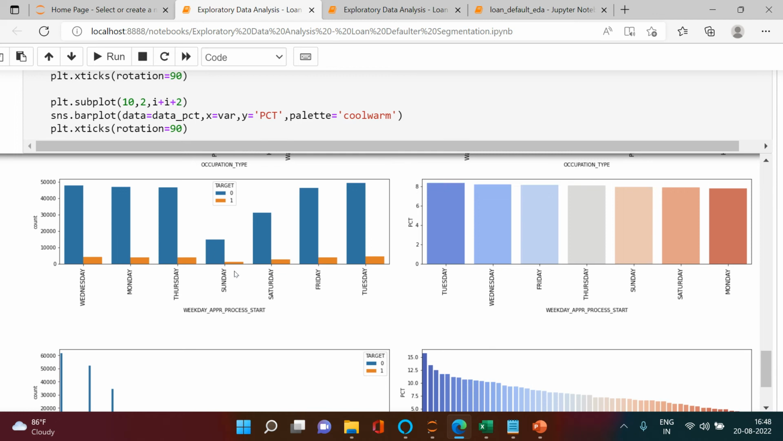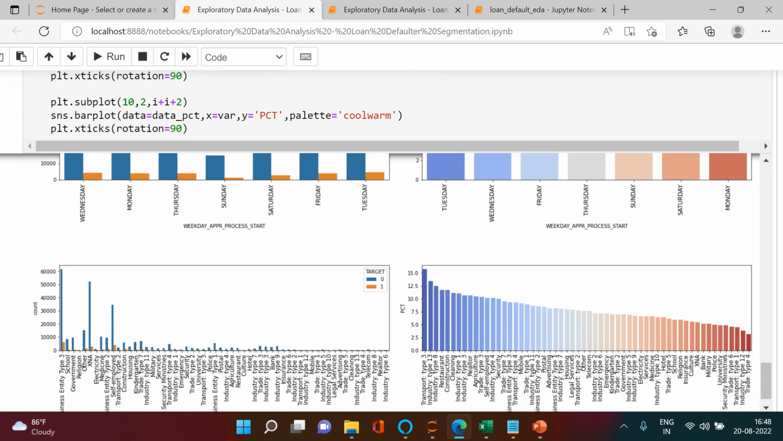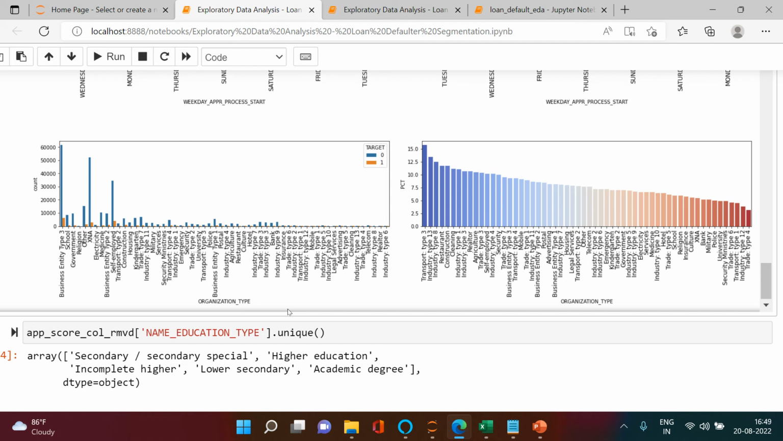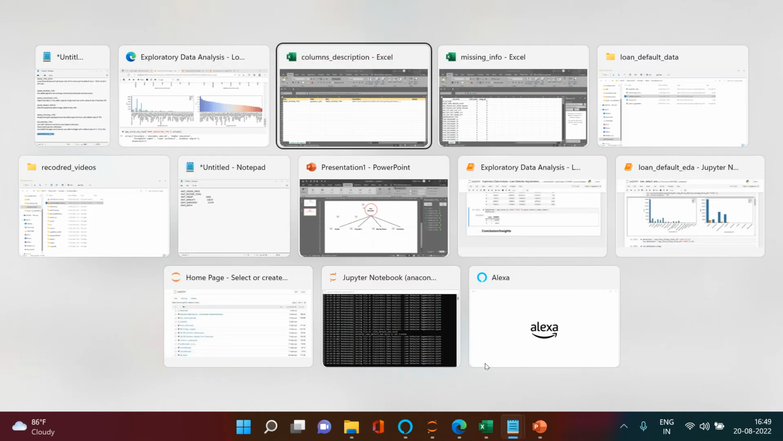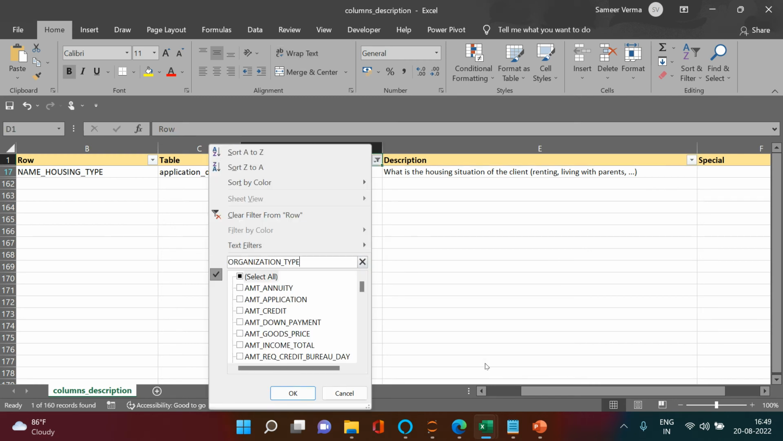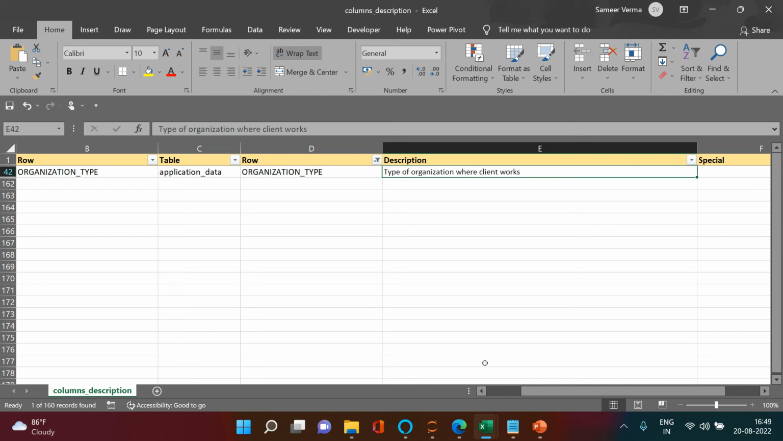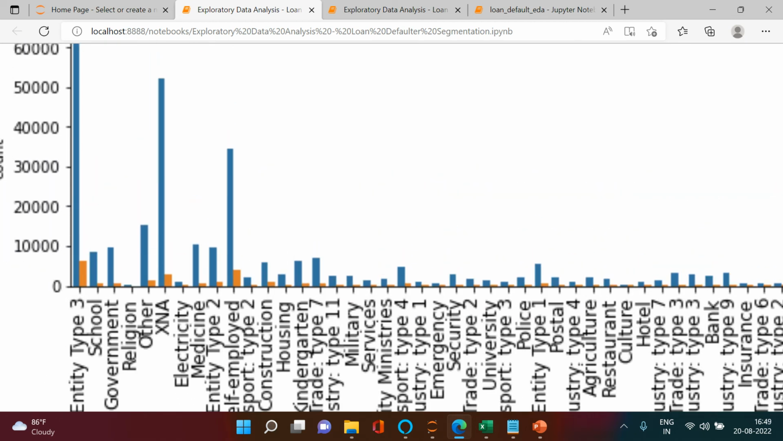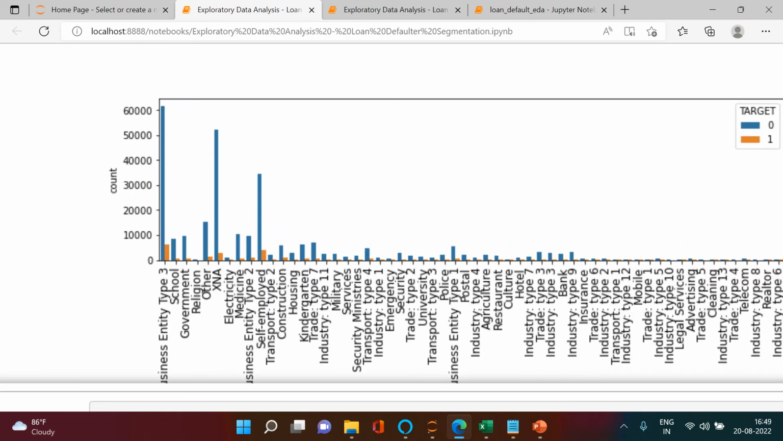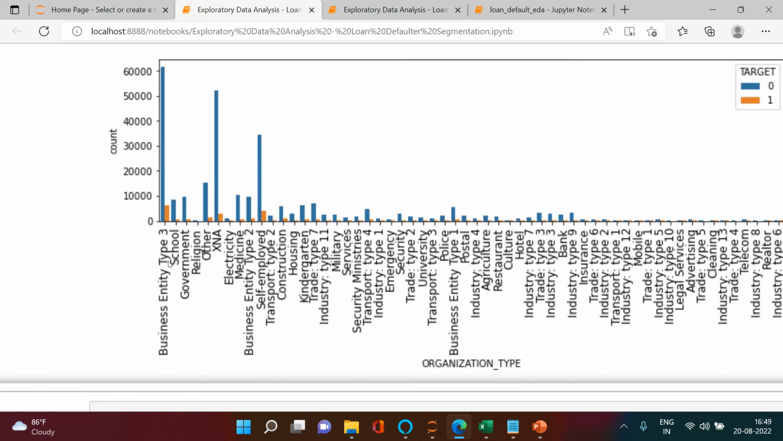Okay, next we're going to focus on organization type. Let's see what that means. Though it is easy to understand, let's still have the exact definition: type of organization where the clients are working. Let's make it bigger. If you see over here, most of the customers who have taken loans are working in business entity type 3, and the number of customers is more than 60,000, followed by XNA.